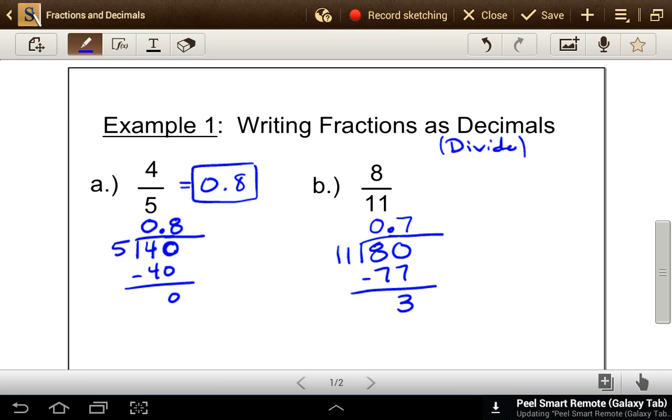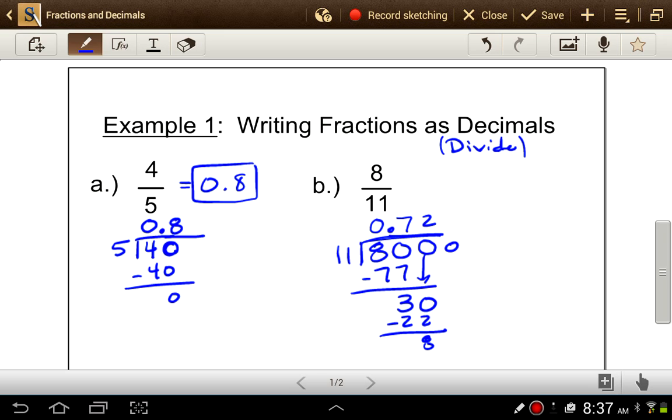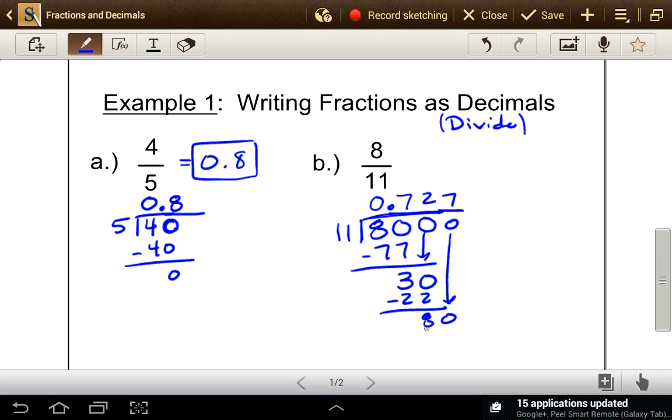I'm not done, so I add another 0 underneath and bring it down. I do not put the 0 on the top, only underneath. Then I see how many times 11 goes into 30, and that is twice. That is 22. I subtract, and I get an 8. Not done, so I put a 0, bring it down. I get 80. 11 goes into 80 7 times. That is 77. Subtract, I get a 3.